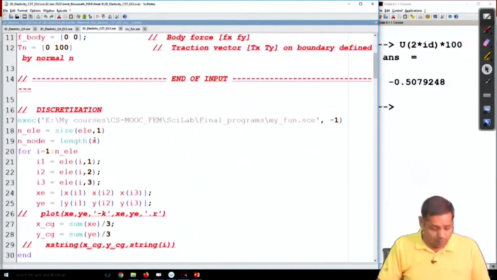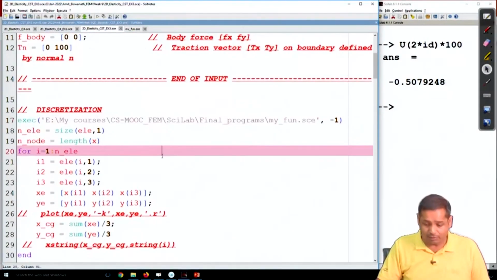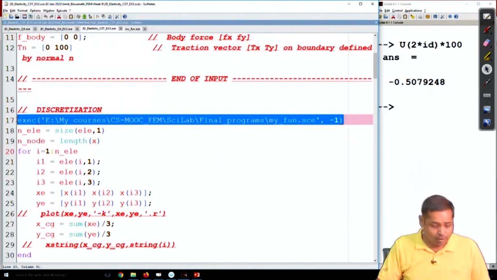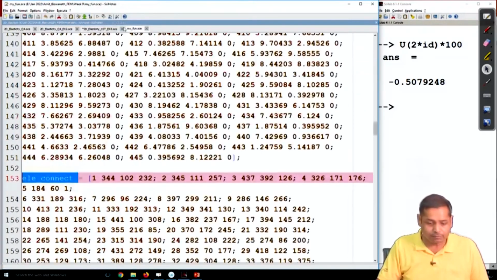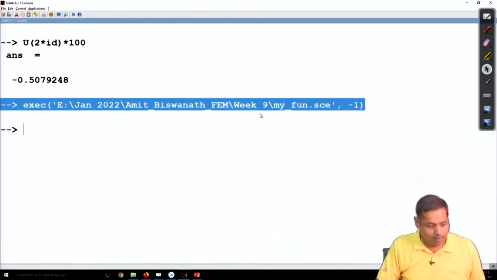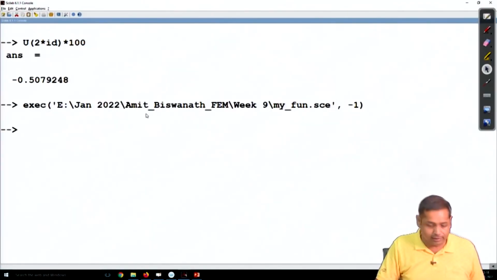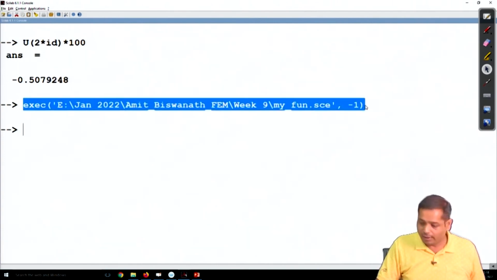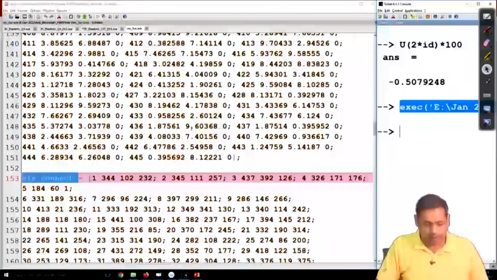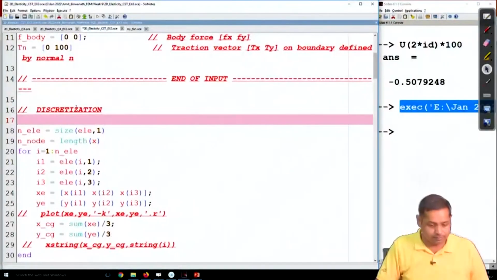Then we can call this entire thing in our code, and then just run it.